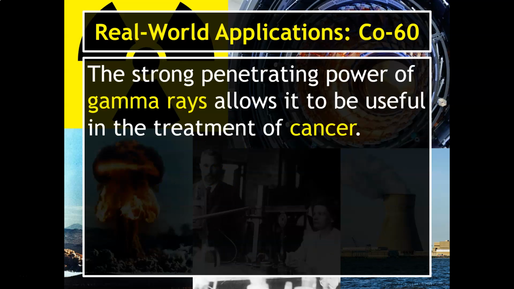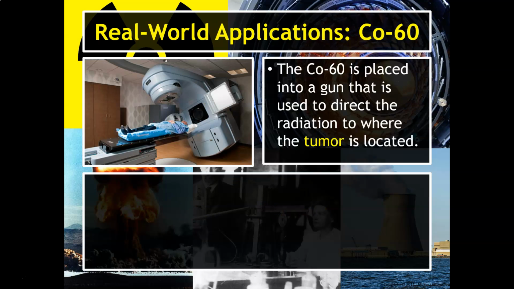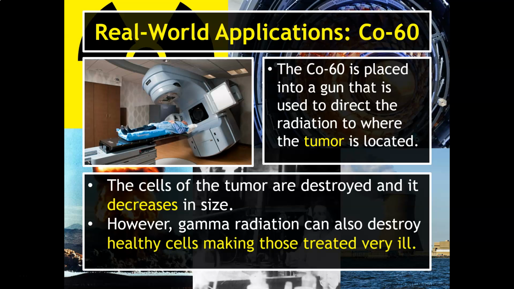Let's talk about cobalt-60. The strong penetrating power of gamma rays allows it to be useful in the treatment of cancer. Cobalt-60, which is produced in particle accelerators, emits both beta and gamma radiation. Cobalt-60 is placed into a gun that is used to direct the radiation to where the tumor is located. The cells of the tumor are destroyed and it decreases in size. You have to be careful though, because gamma radiation can also destroy healthy cells, making those treated by this process very ill.